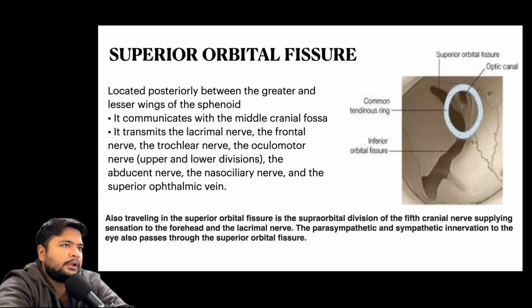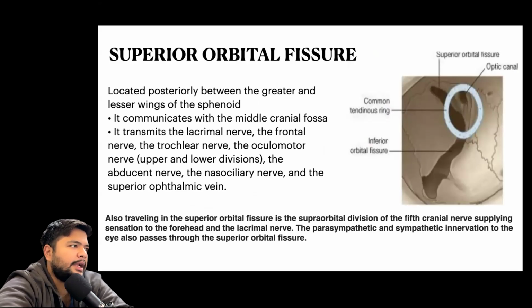So coming to the superior orbital fissure. The superior orbital fissure is located posteriorly between the greater and lesser wings of the sphenoid. It communicates with the middle cranial fossa. It transmits the lacrimal nerve, the frontal nerve, the trochlear nerve, the oculomotor nerve, the abducens nerve, the nasociliary nerve, and the superior ophthalmic vein.